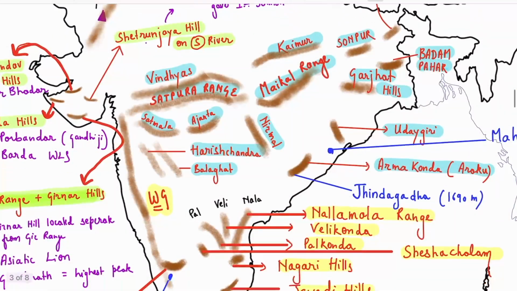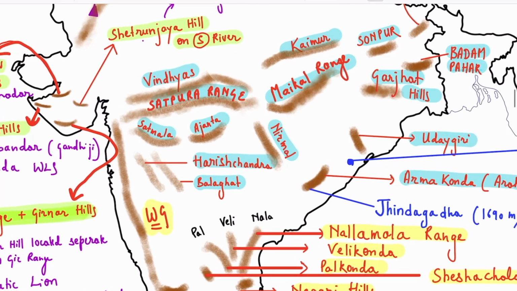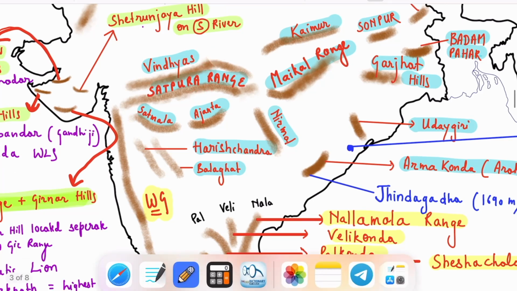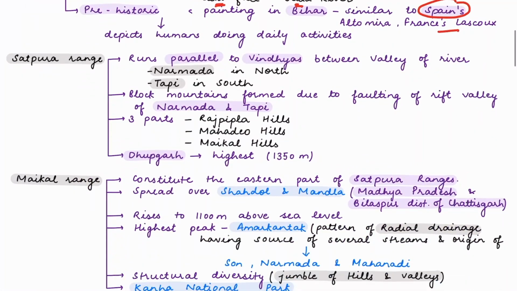Then after the Kaimur, we are going a little bit south of the Vindhyas, and there we have the Satpura range. Just for revision, between the Vindhyas and Satpura, which important river flows? You have to tell in the comment box which river flows here. I have already told you. The Satpura range runs parallel to the Vindhyas. They are block mountains and have formed due to the faulting of the rift valley of Narmada and Tapi.